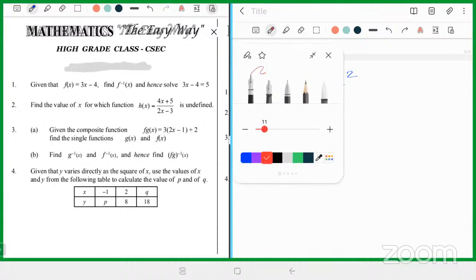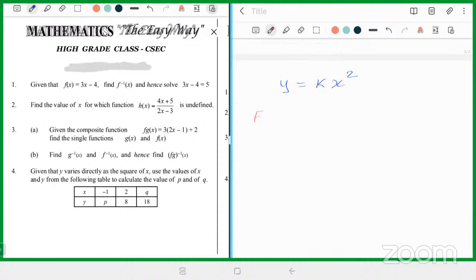We're always going to find k first. Let's do it that way. Find the k value first, the constant of variation. Find that value first, because when you know that value, you put that value here, and then you will know the relationship fully between the x and the y and the x squared.